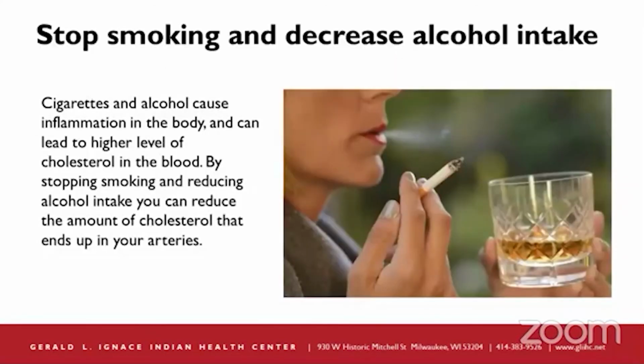So another way to prevent high cholesterol is to stop smoking and decrease alcohol intake. Cigarettes and alcohol can cause inflammation in the body. It can lead to a higher level of cholesterol in the blood. By stopping smoking and reducing alcohol intake, you can reduce the amount of cholesterol that ends up in your arteries.